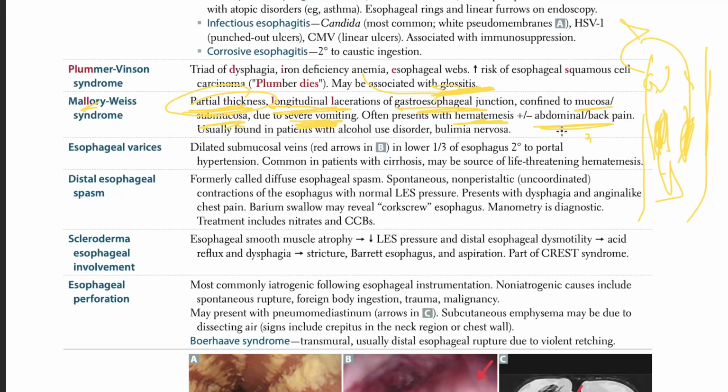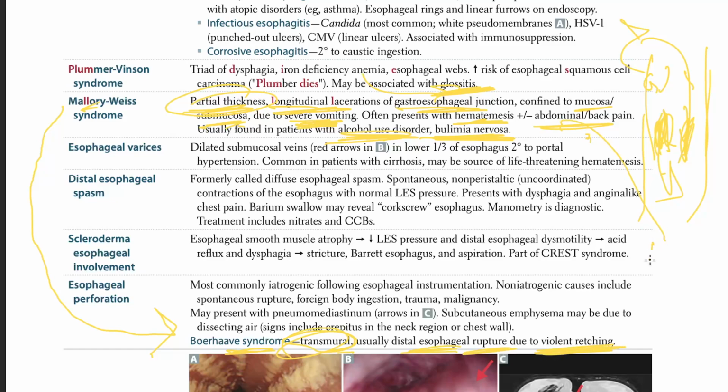Plus minus abdominal back pain, because again, you do have pain because of that rupture, partial thickness rupture, but there is a rupture, right? So you have pain, usually found in patients with alcohol use disorder or bulimia nervosa. Okay, the alcohol use disorder and bulimia nervosa. Okay, and it contrasts this with Boerhaave. Boerhaave syndrome is a transmural, usually distal esophageal rupture due to violent retching.